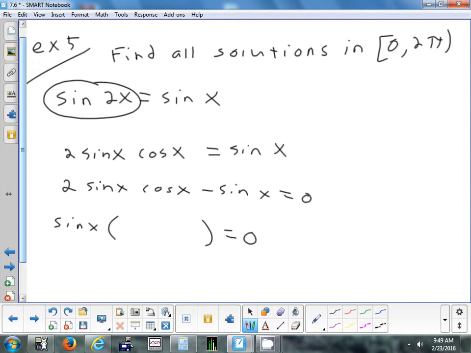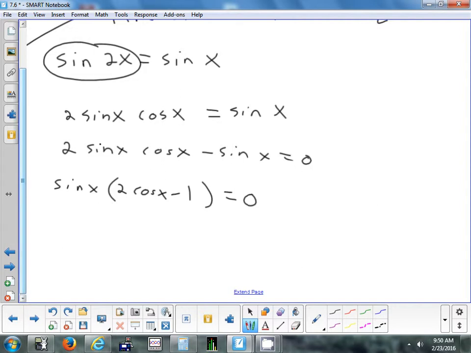If I factor sine x out from the first term, what am I left with? 2 cosine x. How do we get 2 cosine x? Because if you factor out the sine, you're left with 2 cosine x. Just cover up the sine. Okay. What if you factor sine x out of the second term? Yep, you're left with a negative 1. And now we just set each factor equal to 0 and solve. Either the first factor equals 0 or the second one.